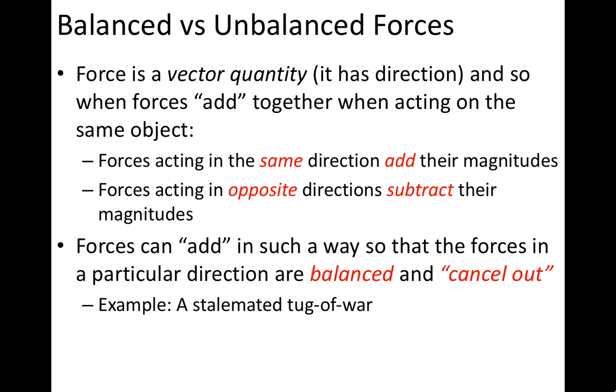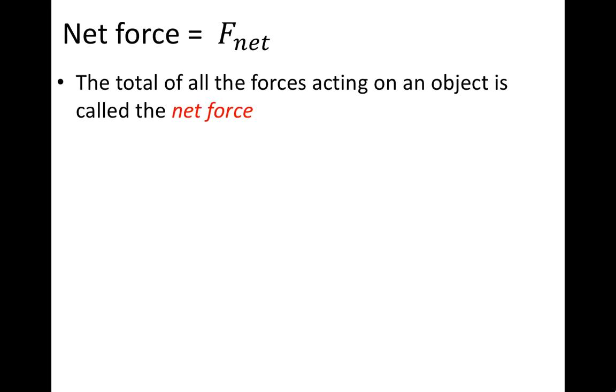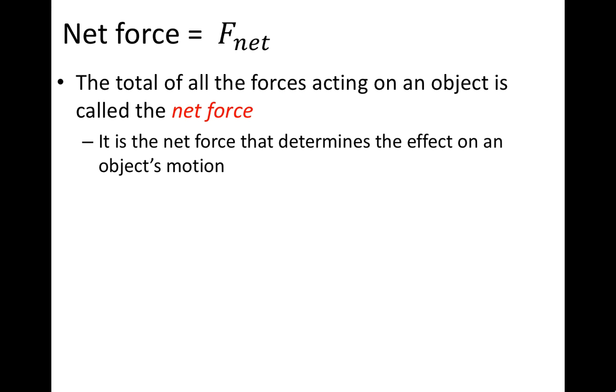For example, a stalemated tug of war where the rope is not moving will have equal forces acting in opposite directions, and so equal and opposite forces balance or cancel each other out, resulting in the tug of war rope not moving. The total of all the forces acting on an object is what's referred to as the net force, and it's the net force that determines the effect on an object's motion. Remember that we must add forces up as vectors. We have to consider their directions and add them appropriately.